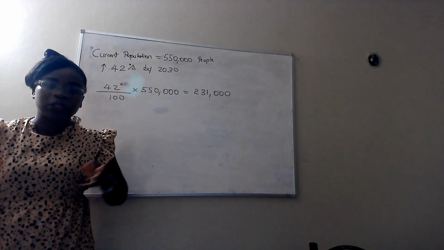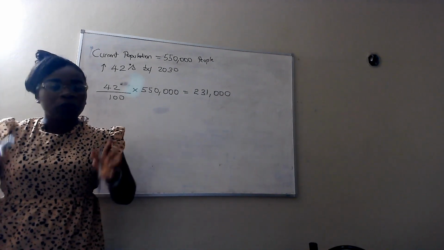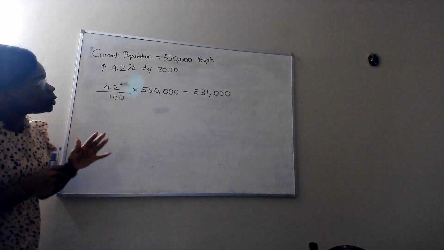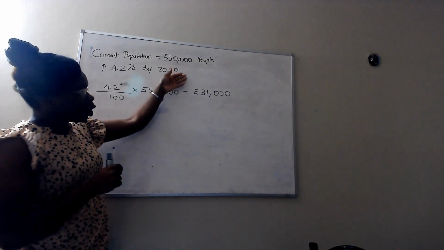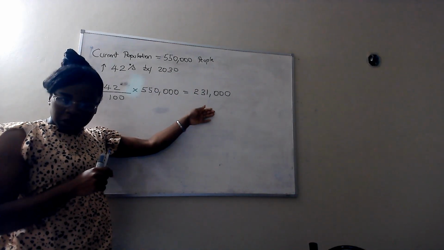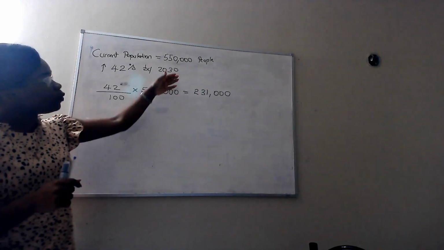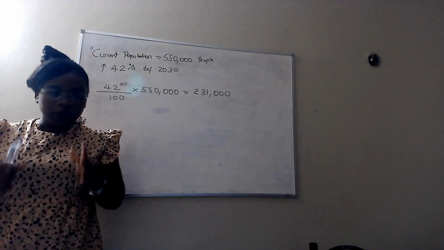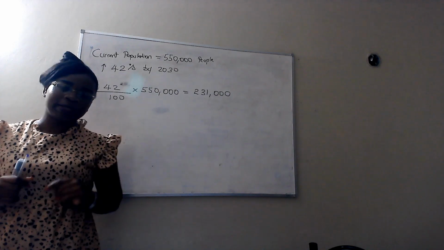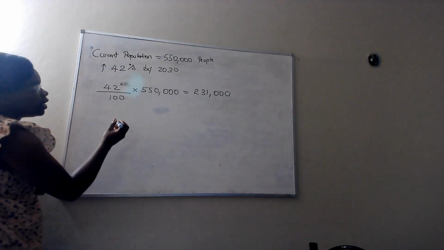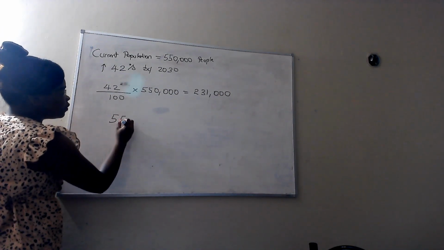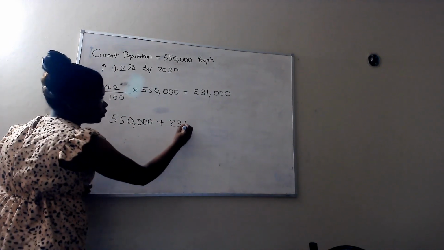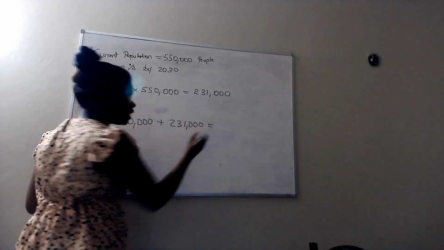The question wants us to determine how many people in total will be living in Portsmouth by 2030. This will account for the current population and how many more are expected to be there. If we add both, that's going to tell us how many people will be living in Portsmouth in 2030. So it's going to be 550,000 plus 231,000, and that is equal to 781,000.